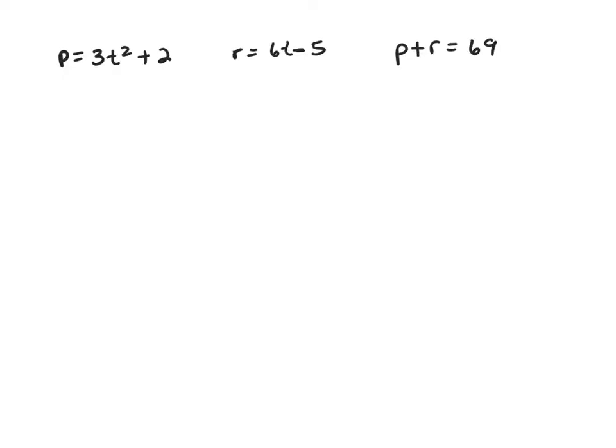All right, let's take this equation on the far right and solve it for r. That's r equals 69 minus p. And by the way, we're trying to find t, and they told me that t is positive. Now let's take this expression for r and substitute it in there.